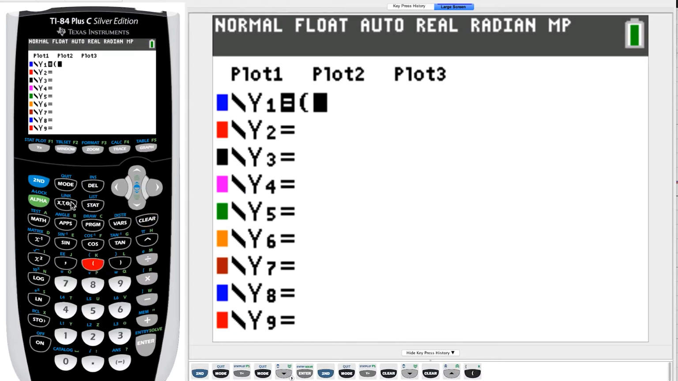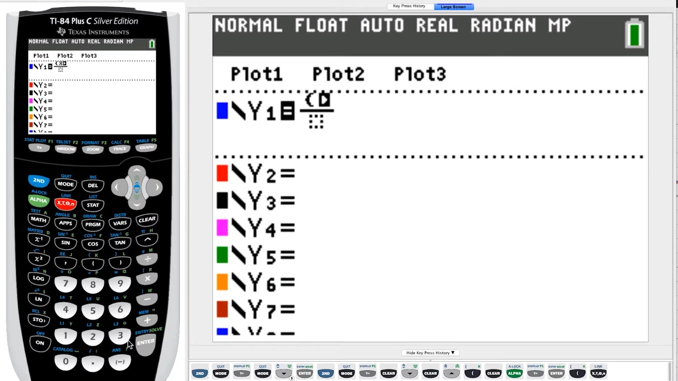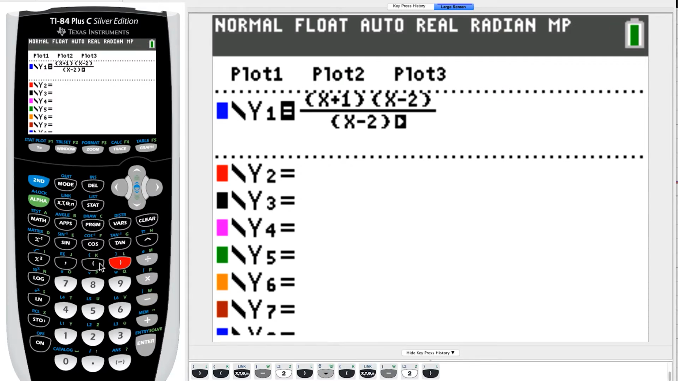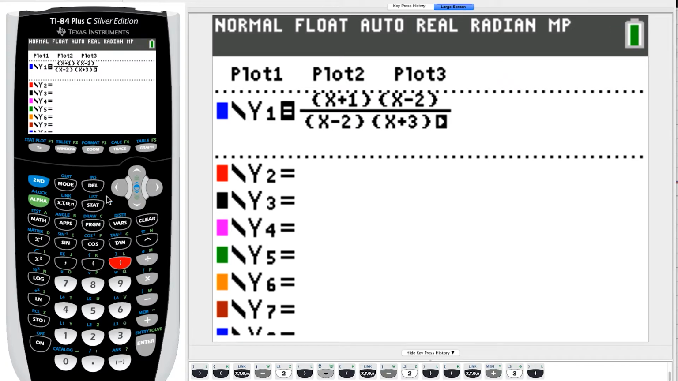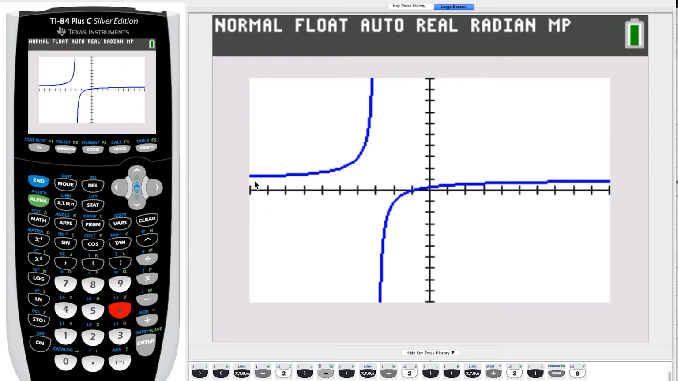Let's do alpha y equals to get the fraction in here, and we're going to do x plus 1 parentheses x minus 2 parentheses. Go down here, it's going to be x minus 2 parentheses and x plus 3 parentheses. Okay, and then I'm going to graph this here, and you'll notice it looks similar to what we just did on Desmos. So you notice there is definitely a horizontal asymptote going on.